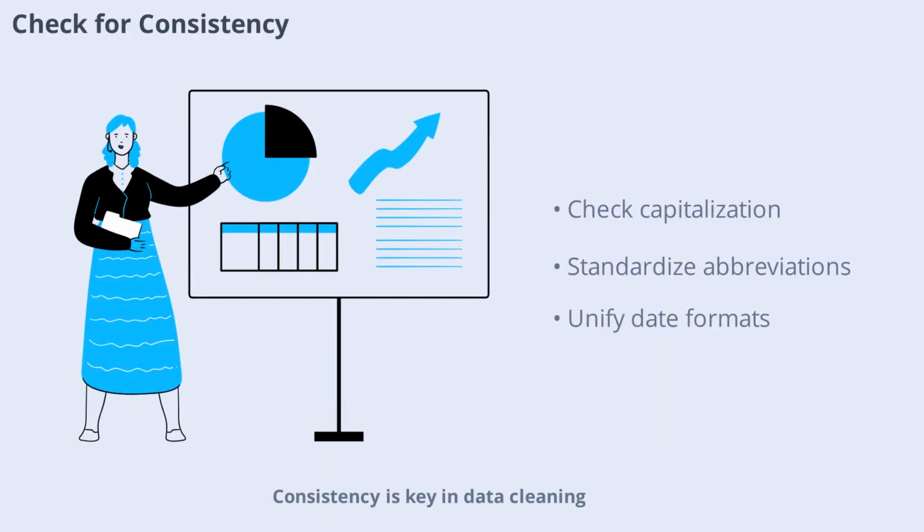Consistency is key in data cleaning. Make sure similar data is entered in the same way throughout your dataset. This includes things like capitalization, abbreviations, and date formats. Consistent data is much easier to analyze and reduces the risk of errors in your results.